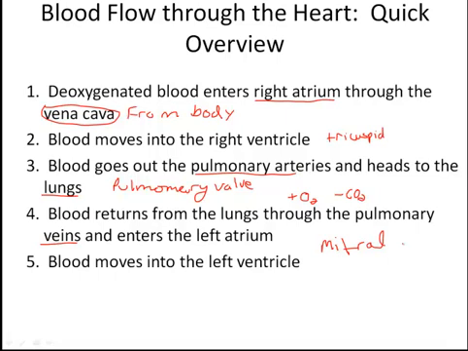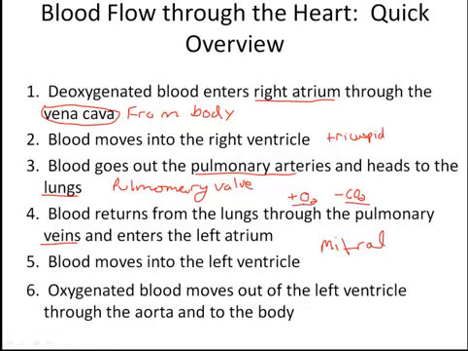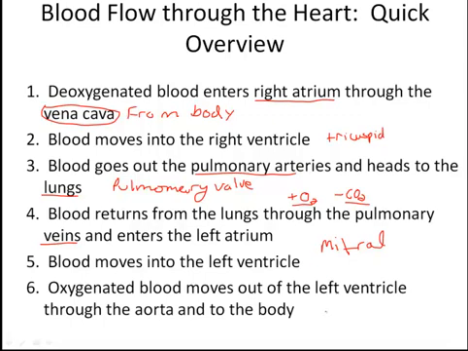Okay. Once the blood fills up in the left ventricle, now remember this blood that we now have is high in oxygen and low in carbon dioxide, whereas before it was the opposite. Now that high oxygen blood needs to get out to all the different parts of your body. So the oxygenated blood is going to move out of the left ventricle when it contracts through the aorta and out to the rest of the body. And it does that through the aortic valve.